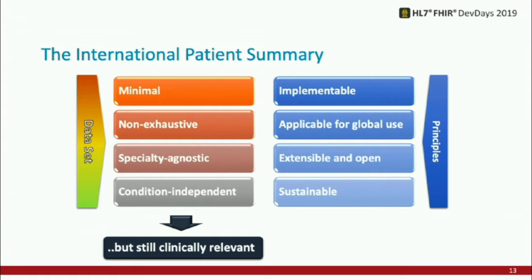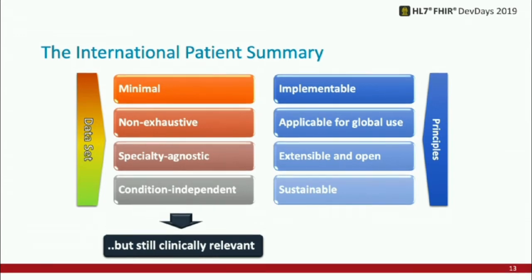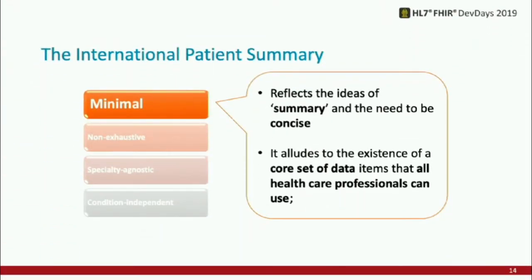Applicable for global use is something that we keep running into, particularly as we think about aligning with local standards like Argonaut and so forth, which you'll hear a little more about in a minute. We have to keep in mind that we are still working on a global standard here, and we can't necessarily follow what any one particular jurisdiction does in certain areas. So this minimal reflects the idea that it's a summary and it's concise, and there's a core data set of items that, at least ideally, any healthcare professional can use.